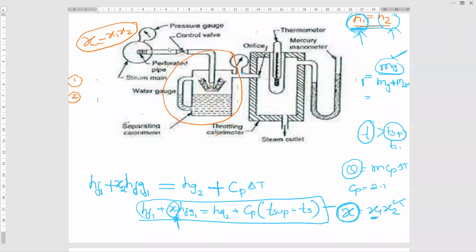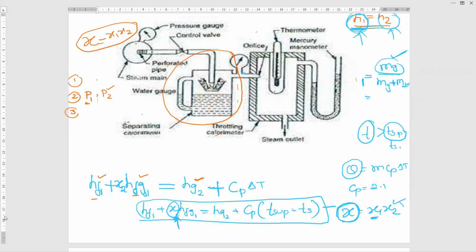Second point: the separating calorimeter will be maintained at pressure P1. P1 is the pressure of the separating calorimeter, and P2 is the pressure of the throttling calorimeter. Why I'm telling you all this is because you need to take the values HF1, HFG1, HG2. At what pressure will you take them? The first values will be taken at pressure P1, and HG2 will be taken at pressure P2. Understood? That is the reason we need to take the values of P1 and P2.